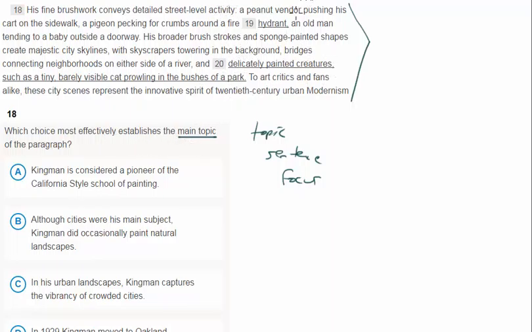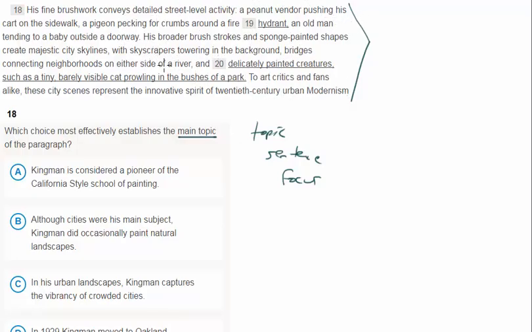Now, by the way, I know you haven't read the rest of this paragraph, and it's about Don Kingman and his style of painting. So it's referring to Don Kingman, the painter. His fine brushstroke conveys a detailed street-level activity. A peanut vendor pushing his cart on the sidewalk, a pigeon pecking for crumbs around a fire hydrant, and an old man tending to a baby outside a doorway. His broader brushstrokes and sponge-painted shapes create majestic city skylines with city skyscrapers towering in the background, bridges connecting neighborhoods on either side of a river, and delicately painted creatures such as a tiny, barely visible cat prowling in the bushes of a park. To art critics and fans alike, these city scenes represent the innovative spirit of 20th century urban modernism.